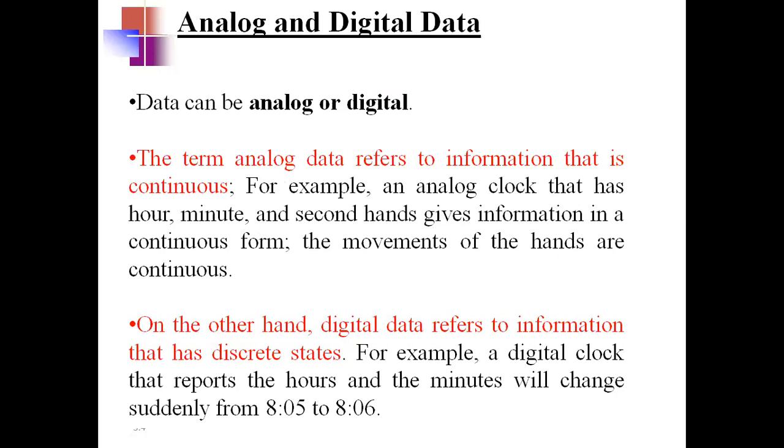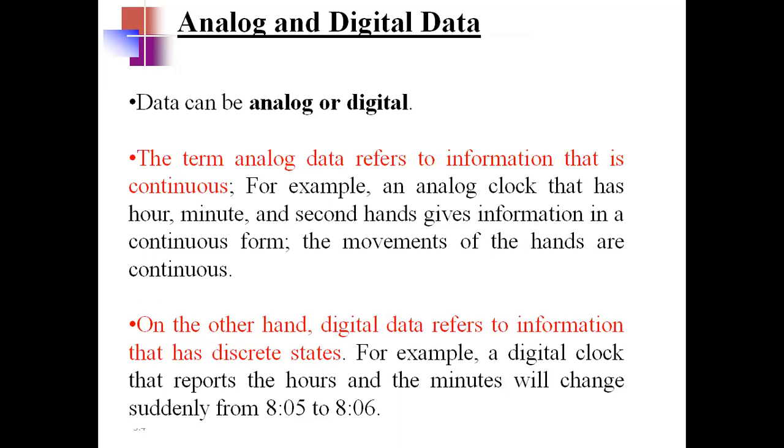So now, if we talk about data, data can be analog or digital. When we talk about analog data, what is analog data? It refers to information that is always continuous. Here an analogy is given of analog data with the clock. We have seen that in our house, this clock has hour, minute and second hands that give us information, and it keeps on moving. So this is a continuous form. The movement of the hands is continuous.